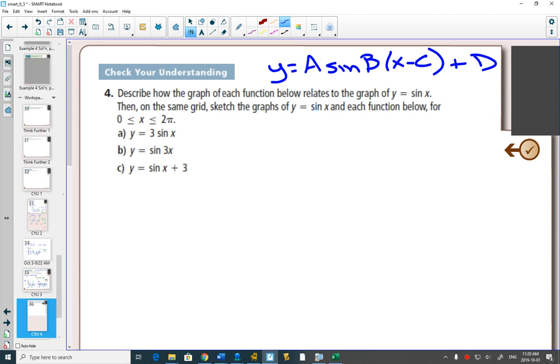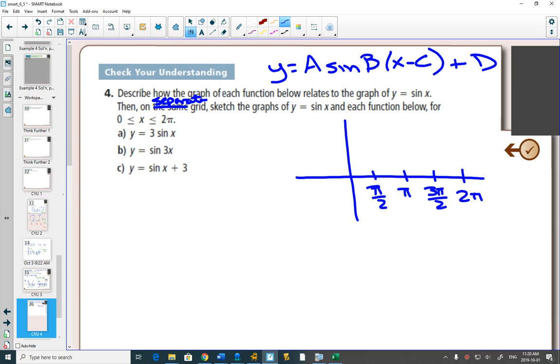I'm going to change the wording. Instead of the same grid, we're going to do it on separate grids, off to the side, otherwise things get too busy. Off to the side, we'll start with y equals sine x. So this is your parent graph, so you need to have your parent graph memorized so you can graph it quickly. You take your period of 2 pi, divide it into 4 equal sections, mark your maximum at 1, your minimum at -1. Your sine graph starts in the middle, going up.